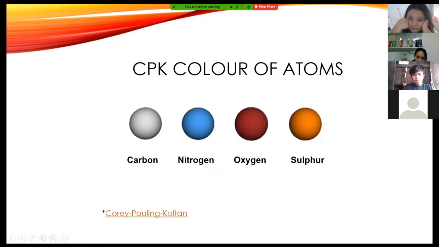The most important one is in the second row for bioinformatics. So the colors that you need to memorize are carbon in white, nitrogen in blue, oxygen in red, and sulfur in yellow. So this is called the Corey-Pauling-Koltun color space.